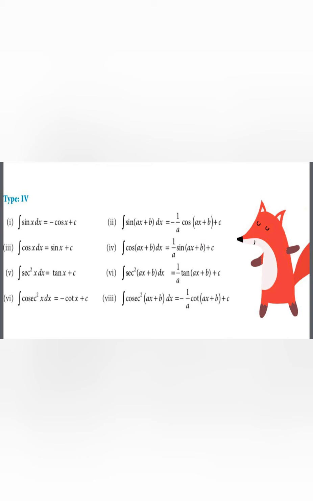Seventh one: integral cosecant square x dx is equal to minus cot x plus c. And eighth one: integral cosecant square of (ax plus b) dx is equal to minus 1 by a into cot of (ax plus b) plus c.